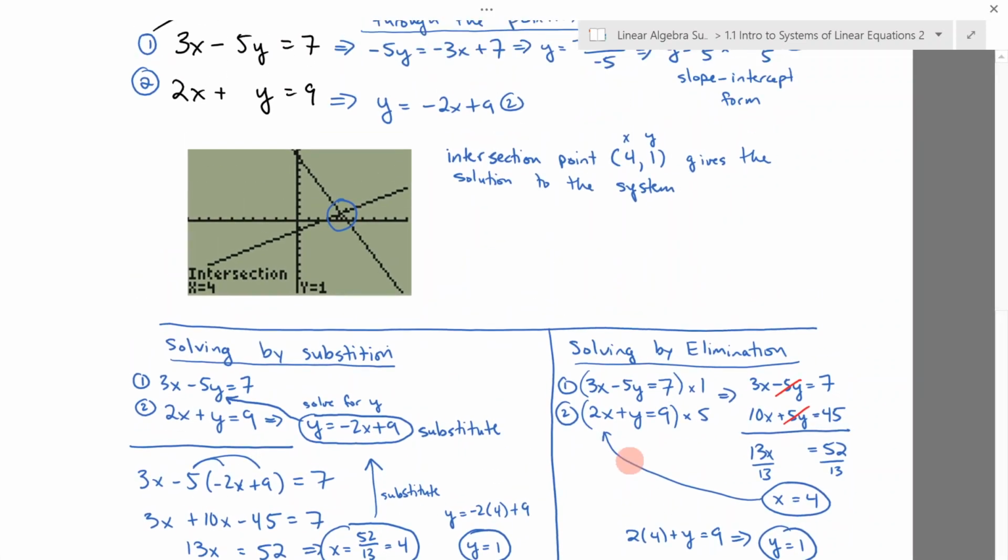Okay, so we have these 3 different methods of solving systems of 2 equations in 2 variables. So it's a good idea to know how to do it all 3 ways, because sometimes it might be easier to do one way versus another way.